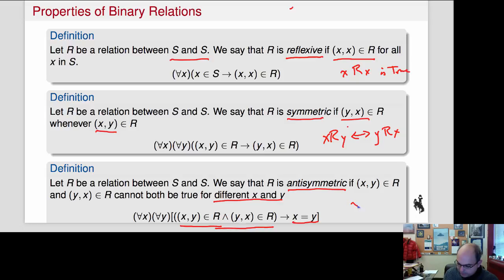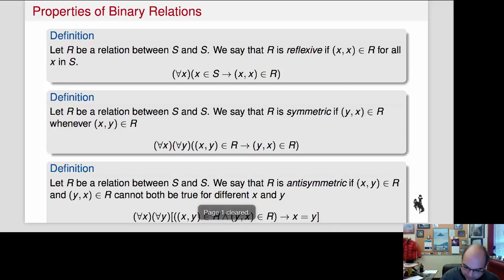This allows, for example, x less than or equal to y, where less than or equal to is our relation, to be anti-symmetric, because if x is less than or equal to y and y is less than or equal to x, well then x is actually equal to y. That's permitted. Okay, so these are some properties that we have.